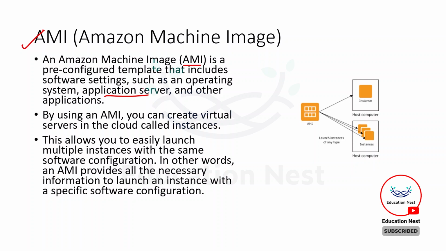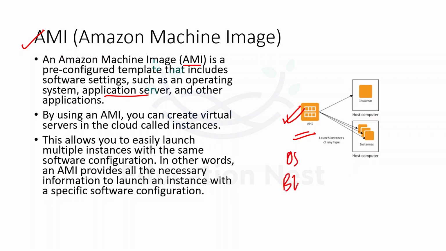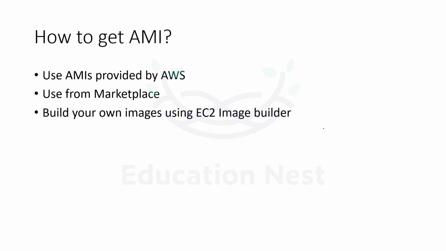There are many ways of getting these AMIs. You can see over here in the picture as well, we have one AMI. This AMI would have the details of the OS and the details about block device mappings, right? After we create this particular AMI, we can launch several instances of the same category or same configuration through this AMI, right?